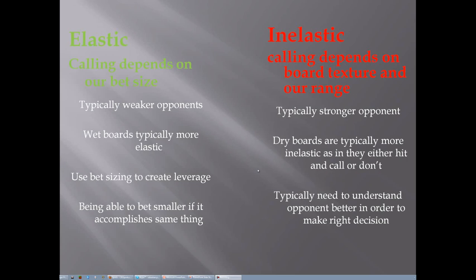Typically, we need to understand our opponent much better in order to make the right decision when they have an inelastic calling range. Again, like we mentioned, these are typically stronger opponents, so we're really going to need a strong game plan in place, and these opponents are going to be a lot more difficult to deal with than opponents who have elastic calling ranges.